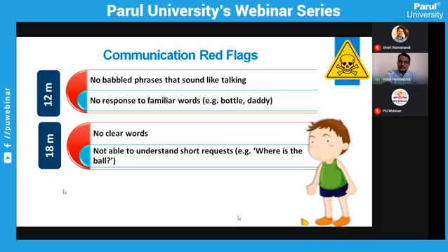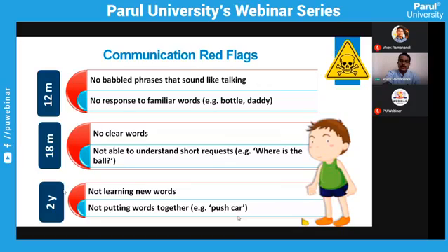At 18 months, the child is not speaking clear words and is not able to understand short questions or requests. Where is the ball? Give me the ball. Please hold this object or toy. Take this toy. Like these are the short requests. These are the short commands which the child should be able to understand and follow.